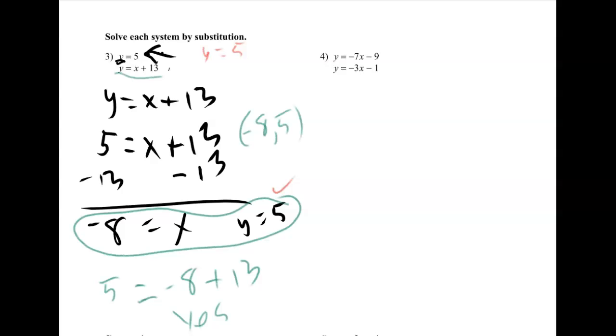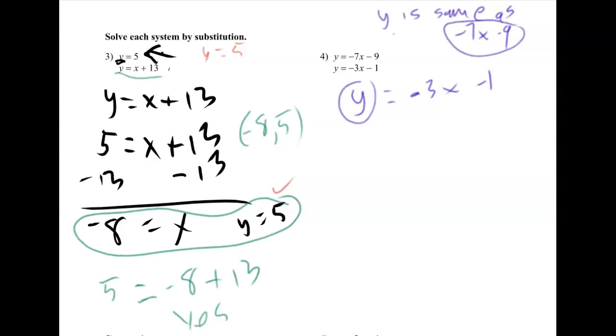Now, that one, maybe you're okay with because it's just like I gave you y equals x plus 13 and said, now replace y with 5 and solve for x. This one, over here on the right, neither equation is a number. That's okay, the same process works. I'm told in the first equation that y is the same as negative 7x minus 9. In the second equation, I'm told y equals negative 3x minus 1. So I can replace this y with what I was told y was. And now I will just have x's in my equation.